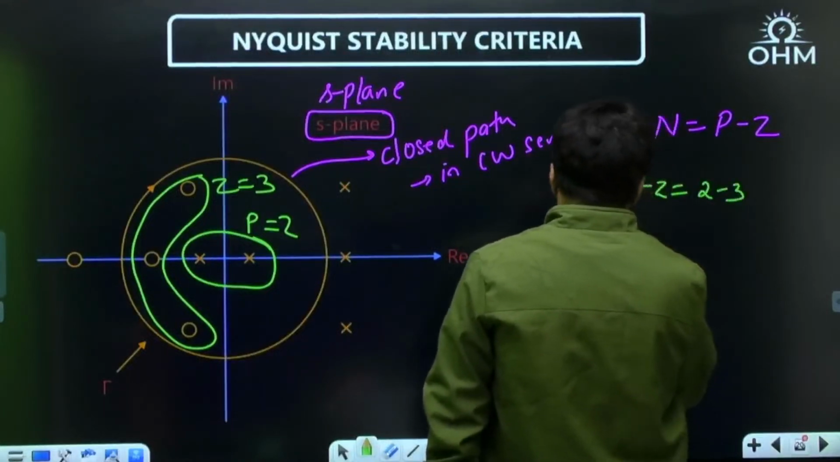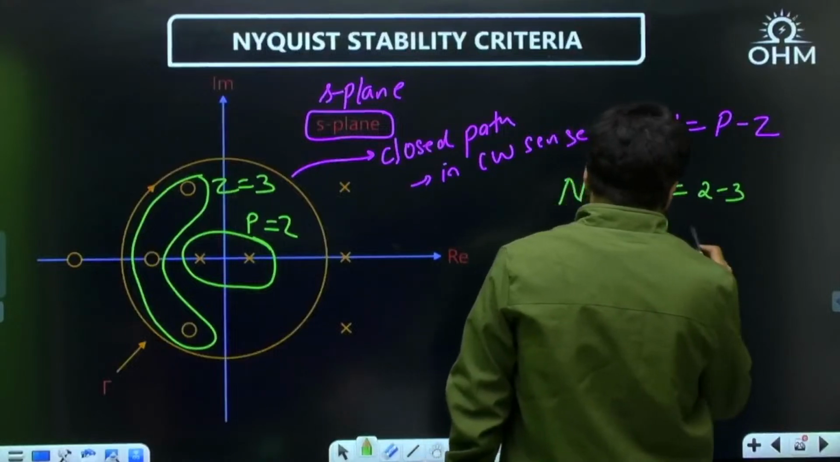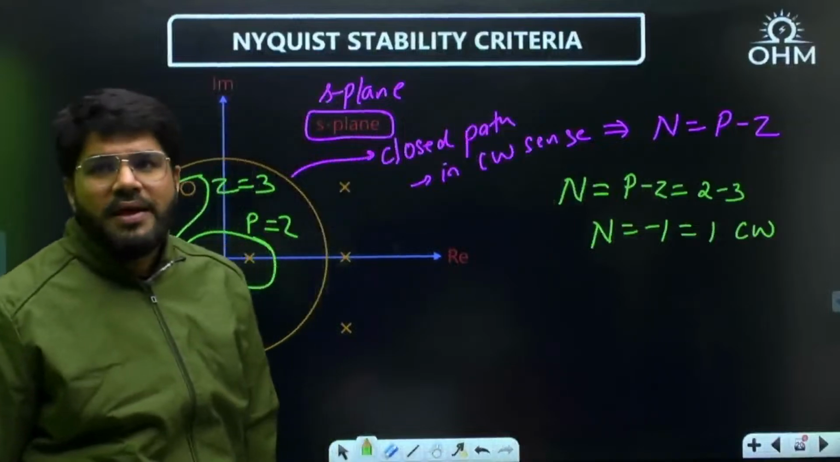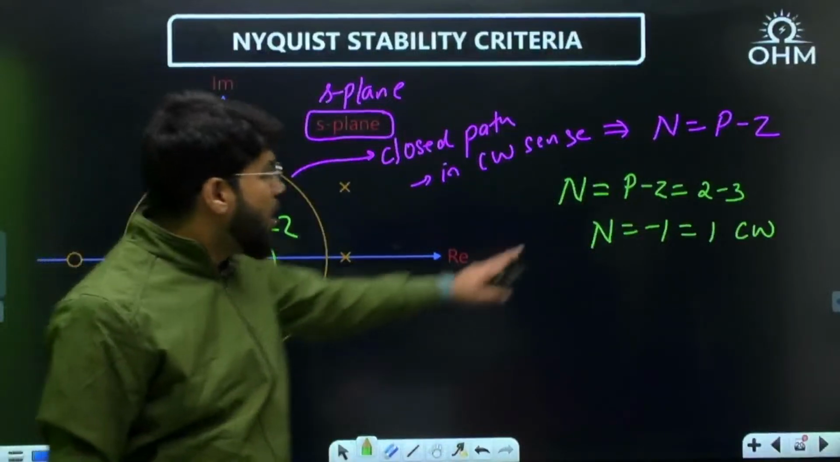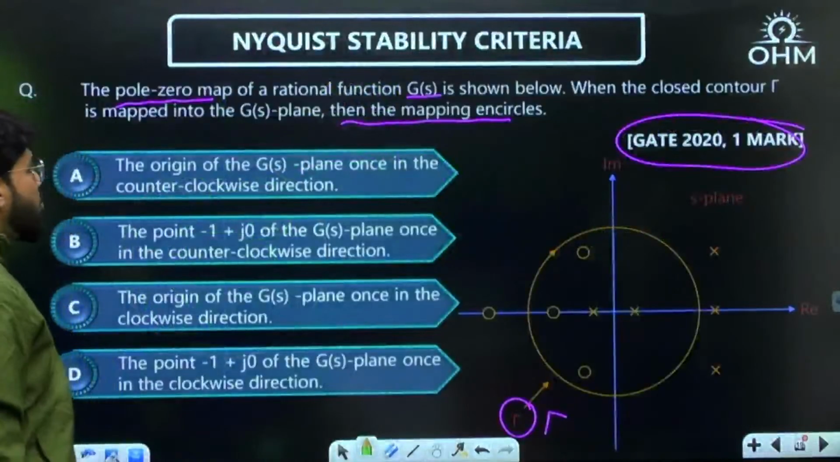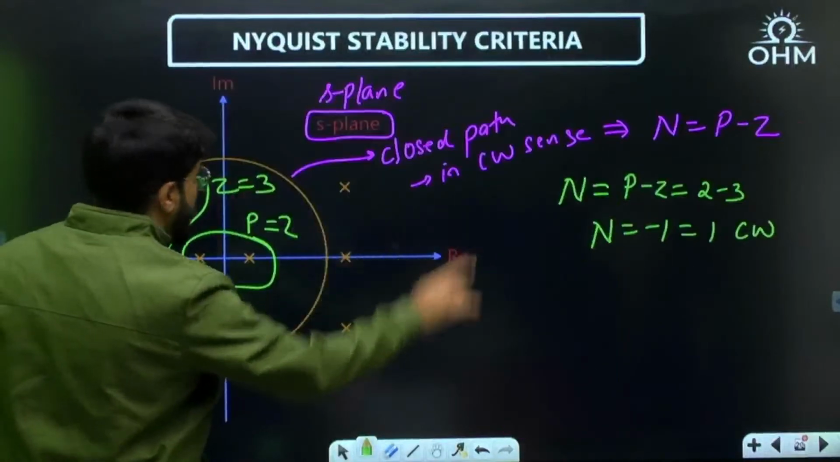So as per it, N is equal to P minus Z, that is equal to 2 minus 3. N equal to -1. That is one clockwise. Minus means clockwise. So how many encirclements of the origin? Once in the clockwise direction.